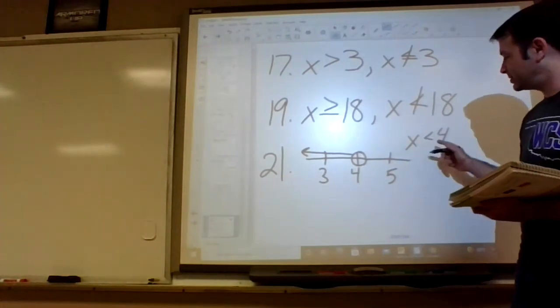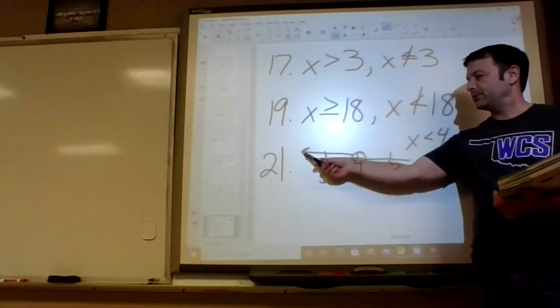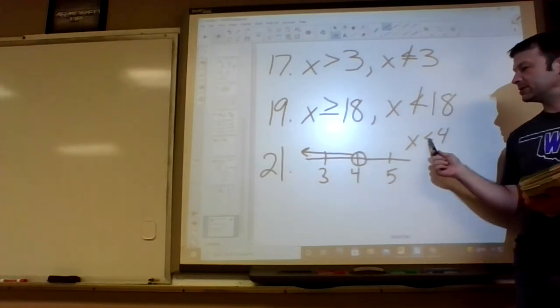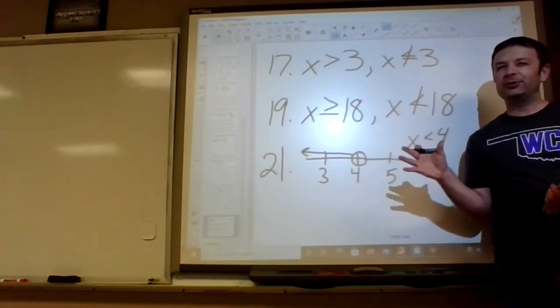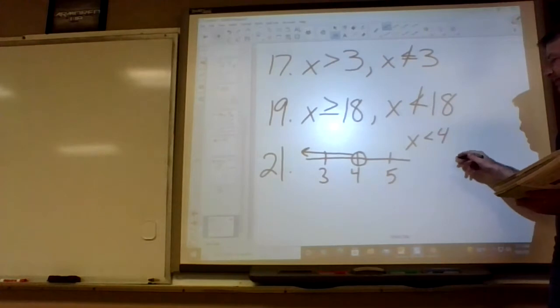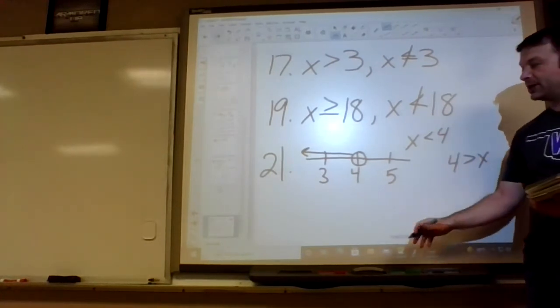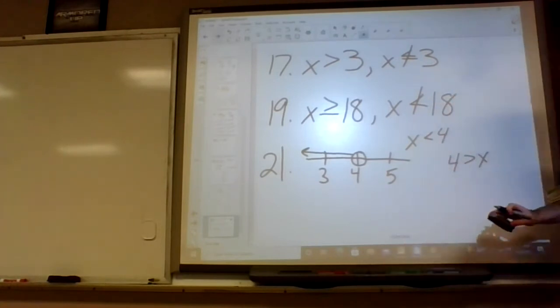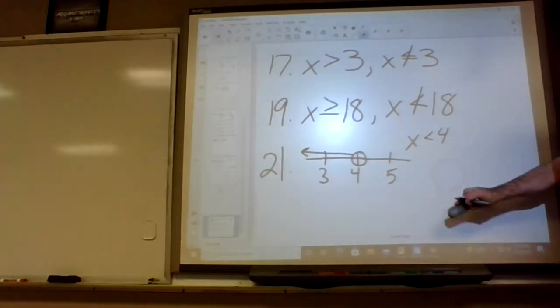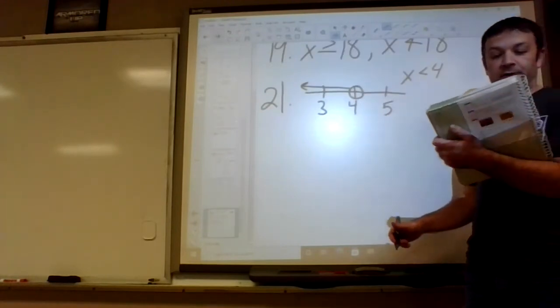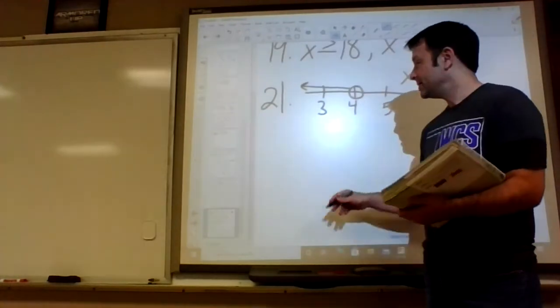Notice that the less than symbol kind of matches my arrow. You guys see that? They look the same. That almost always works unless they put it backwards. If X is on the other side, it won't work. But they usually put X on the front side. Alright, except for number 24.